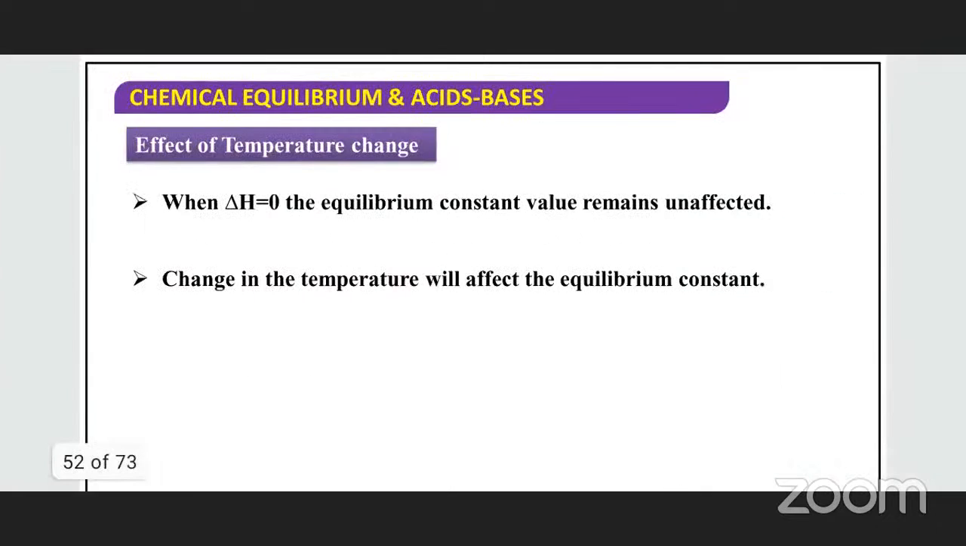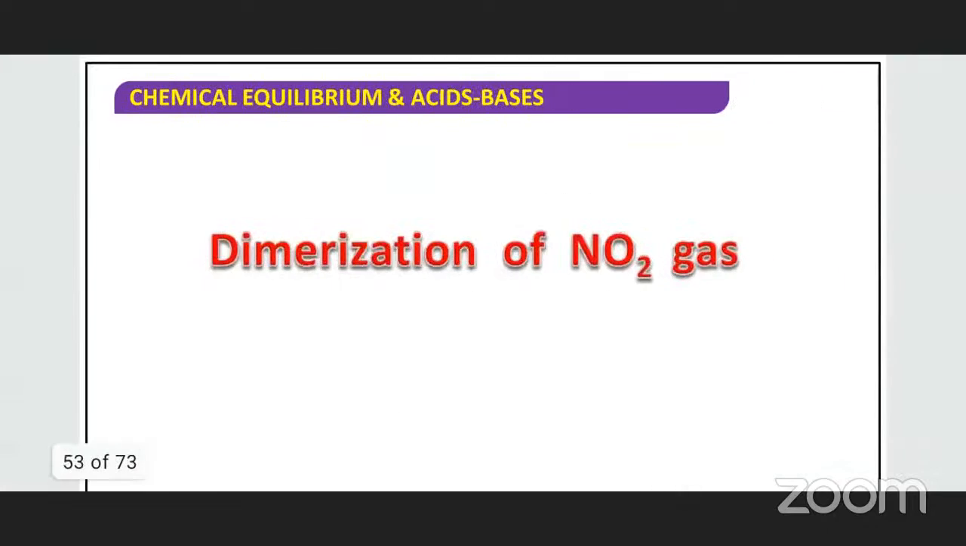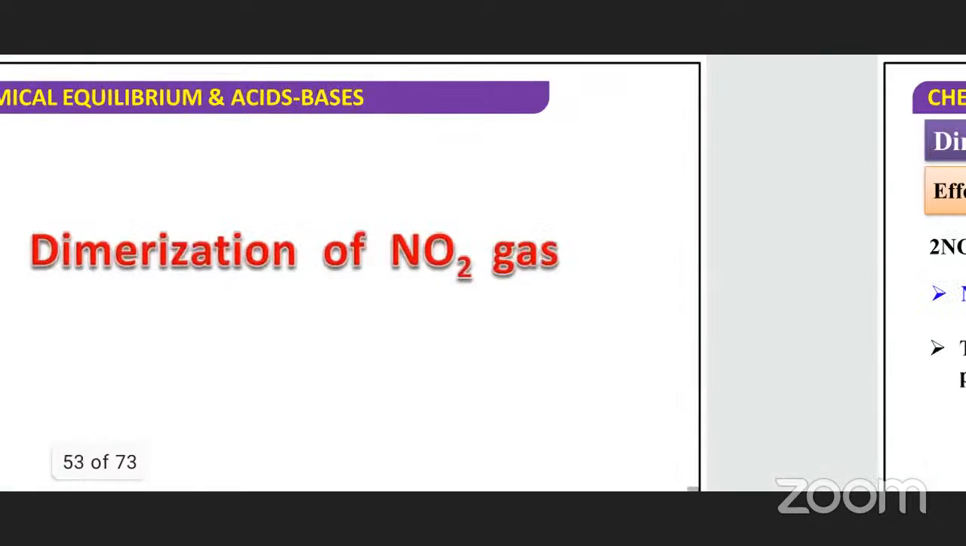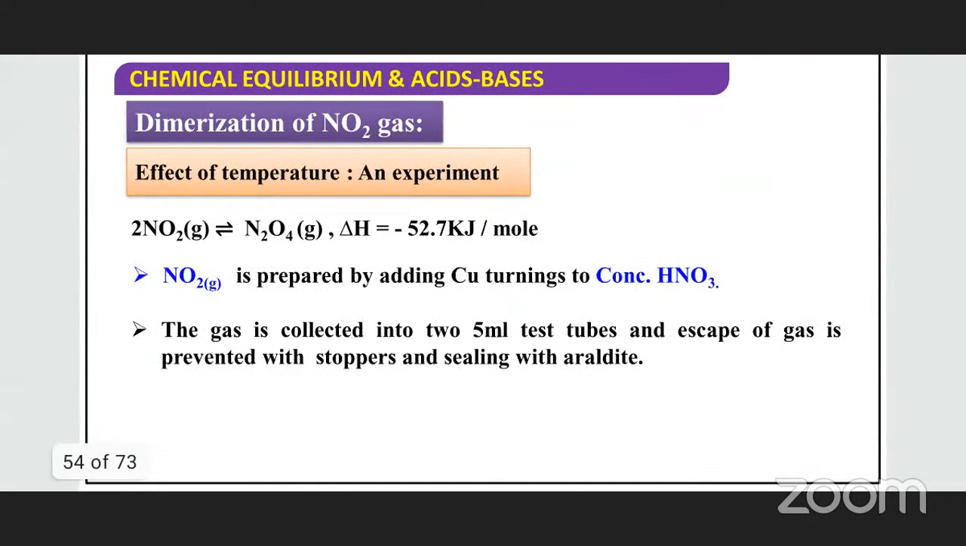Effect of temperature change: when delta H is equal to 0, the equilibrium constant value remains unaffected by a change in temperature. Dimerization of NO2 gas, effect of temperature, an experiment. 2NO2 gives rise to N2O4. Delta H value is minus 52.7 kilojoule per mole.